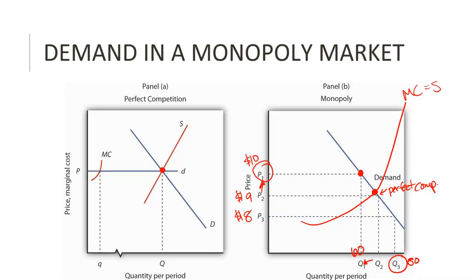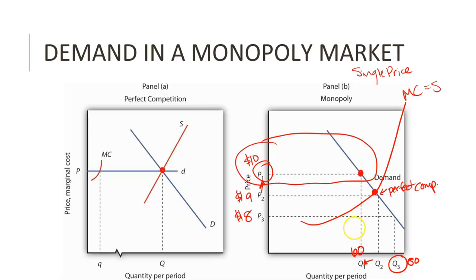Now, later we're going to get into price discrimination, where sometimes firms can charge different prices to different customers. But for now, we're going to assume our monopolies are charging a single price. So they can reduce quantity if they want to charge $10.